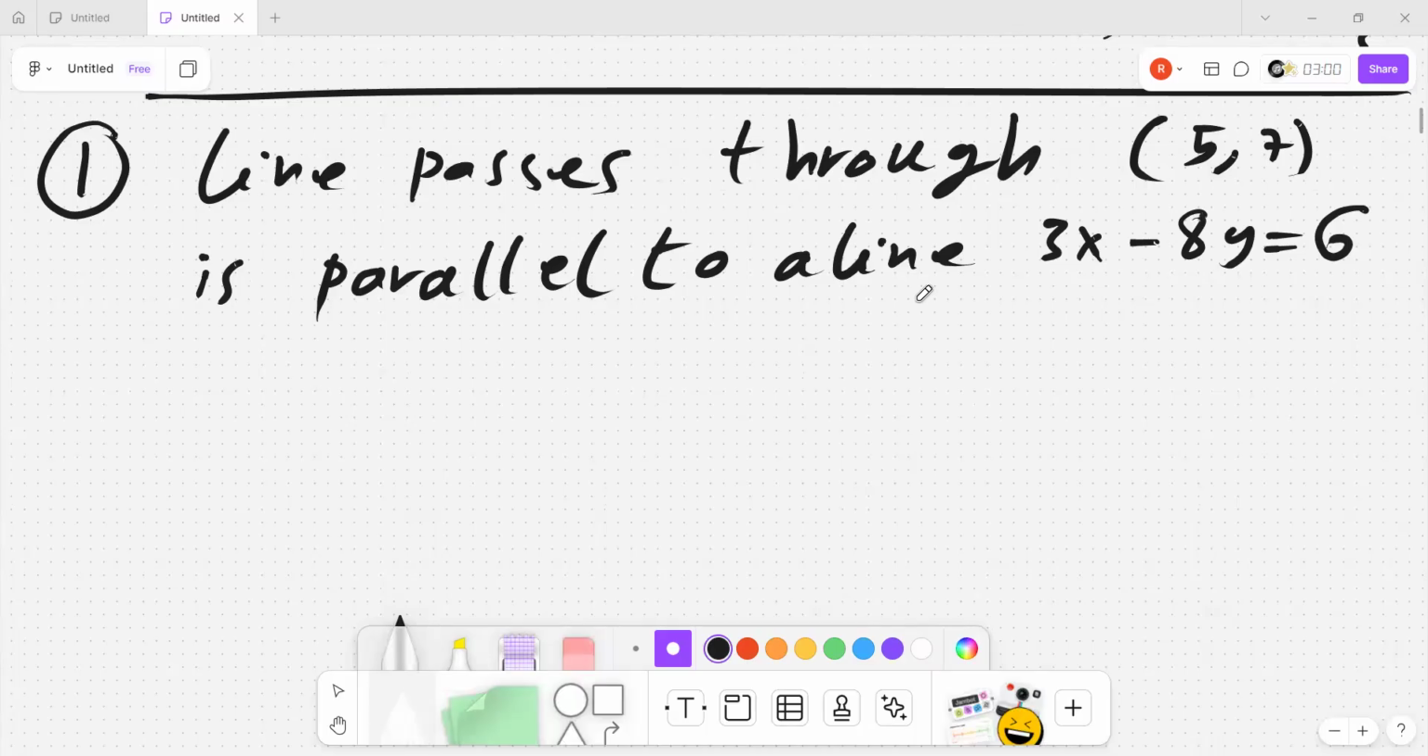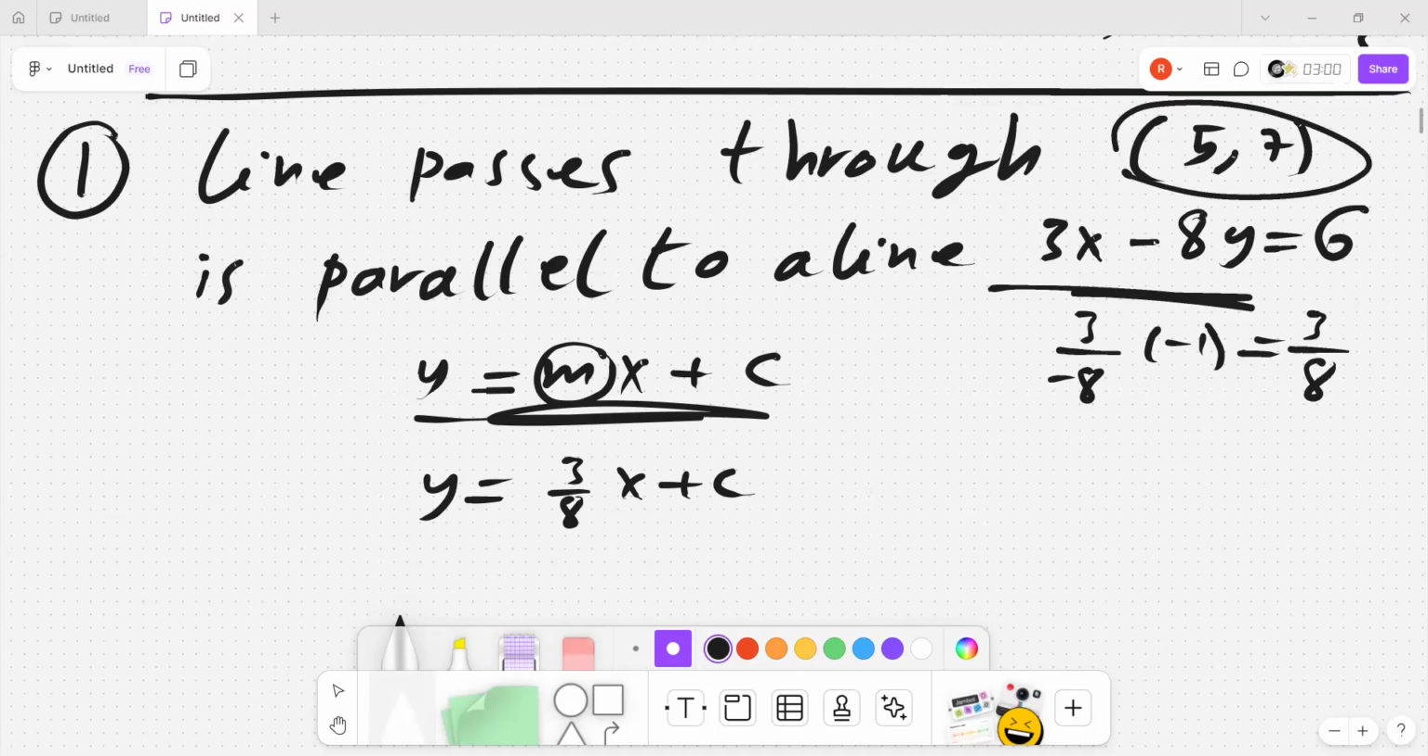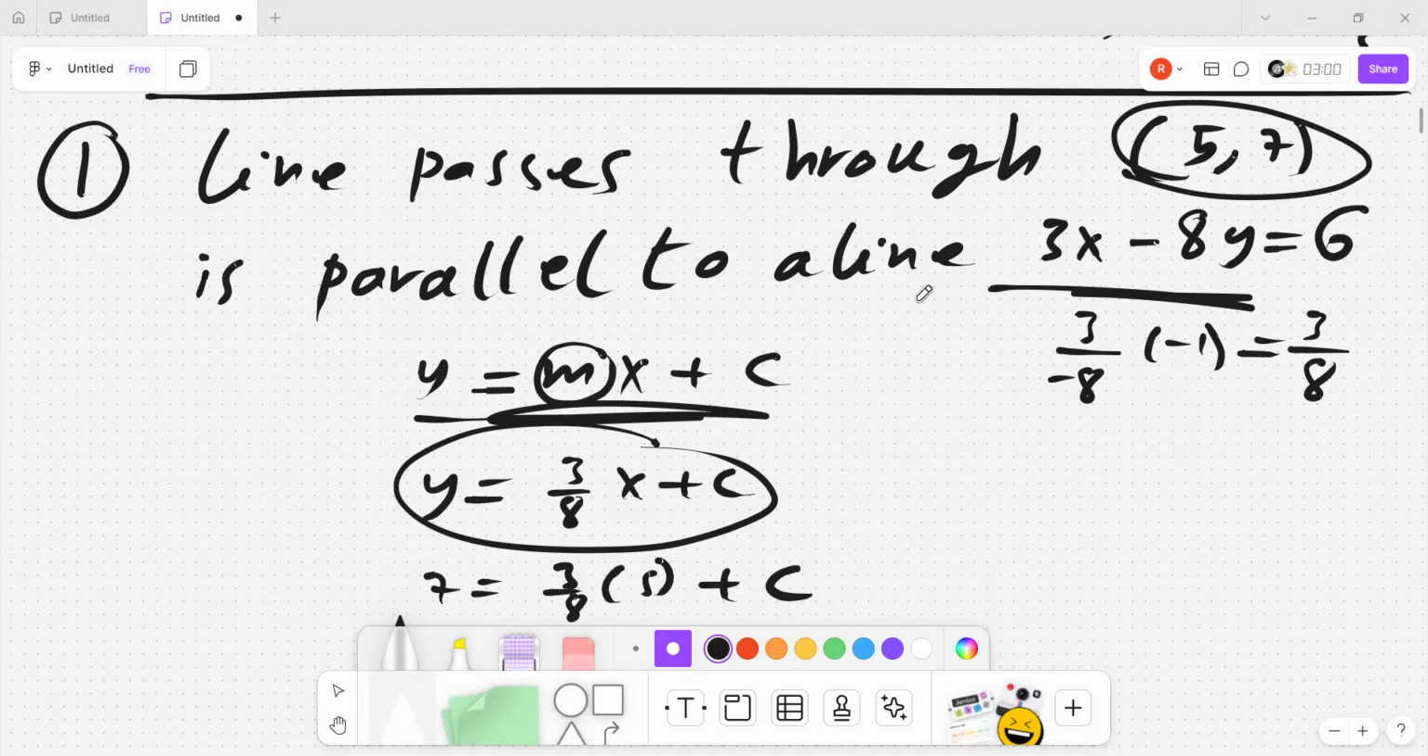So the first thing, when it tells me about the equation of a line, I have to write it to figure out every element of it. To find the slope, this line is parallel to this line. So this line's slope will be 3 over negative 8 times negative 1, so it will be 3 over 8. Our line's slope will also be 3 over 8. Then I will use this point because this line passes through this point. So it will be 7 equals 3 over 8 times 5 plus c, and then you solve for c. That's it. Okay, next.